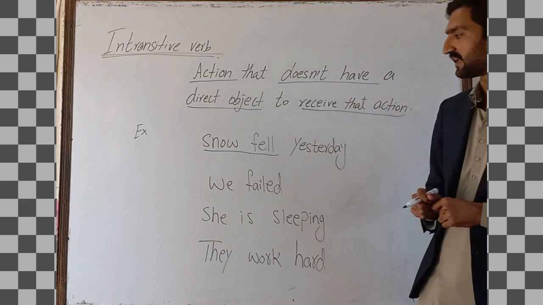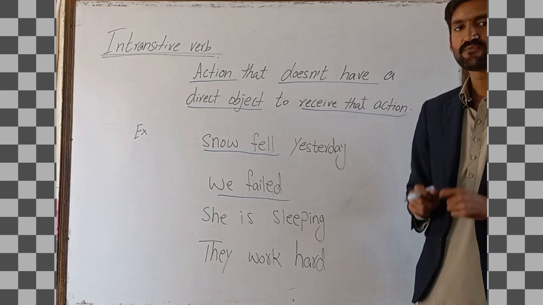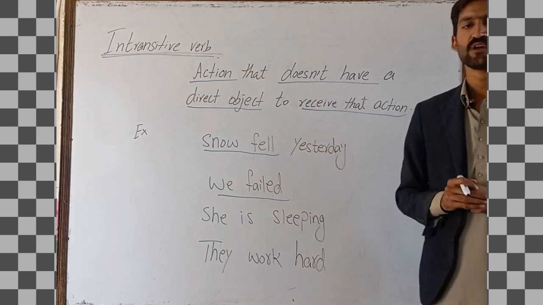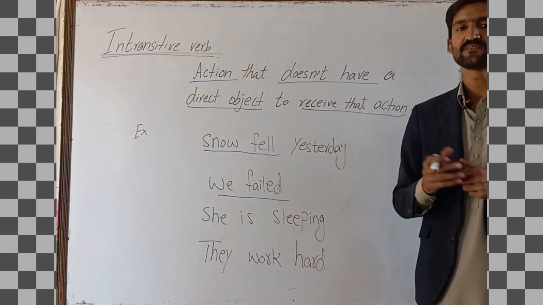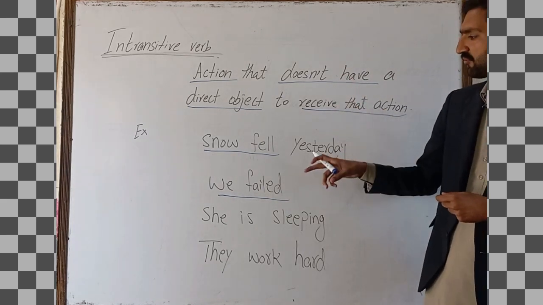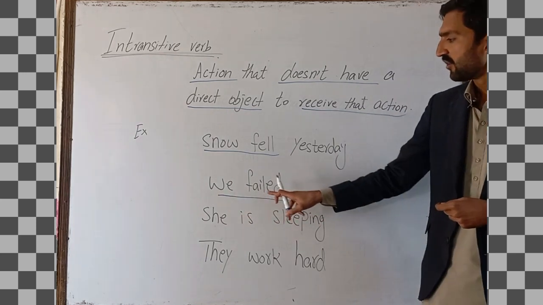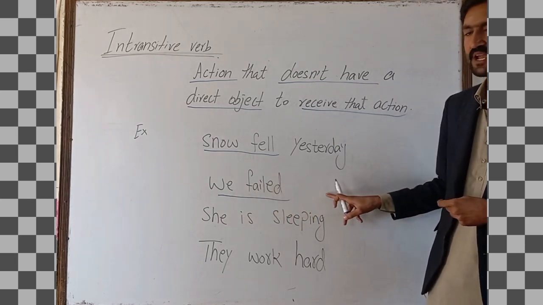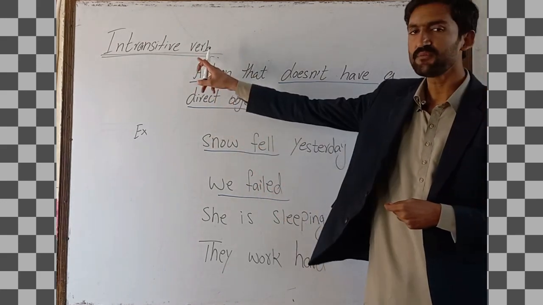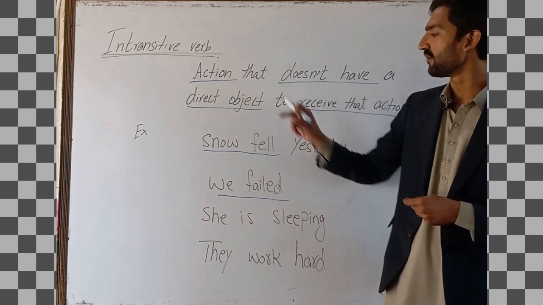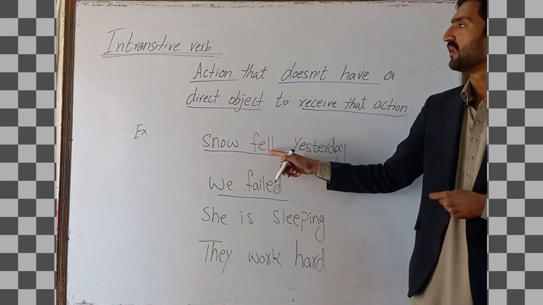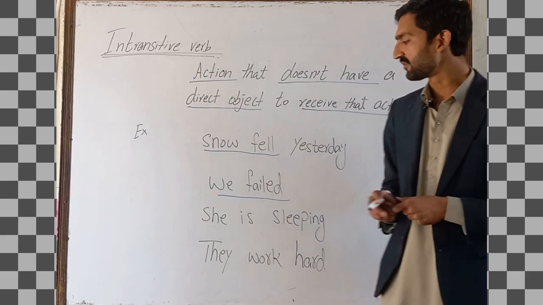In the next example we see that we failed. So we failed to achieve the goals. We failed to admit someone's offer. We failed to console someone. So in this type we can see that we failed doesn't follow any sort of object. So it is considered to be an intransitive verb. Failed is an intransitive verb. In the first example we see that snow fell. So fell is also an intransitive verb.